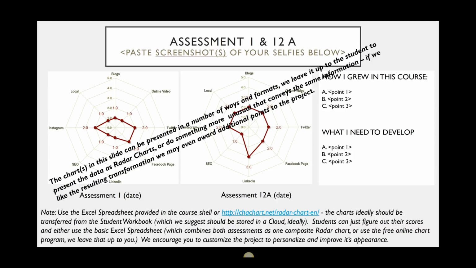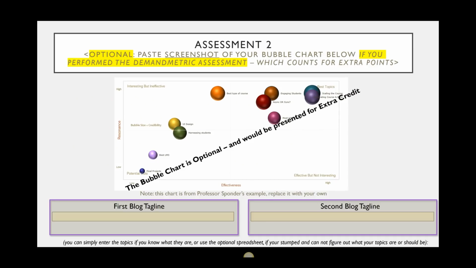And if you do it like 3 weeks later, I don't know what you really see. Now, again, for assessment 3, if you decided you knew what your blog and taglines were, and you didn't feel like you needed to spend an hour or so generating them with this demand metric spreadsheet that's optional, then just put them in, and you don't need this chart.